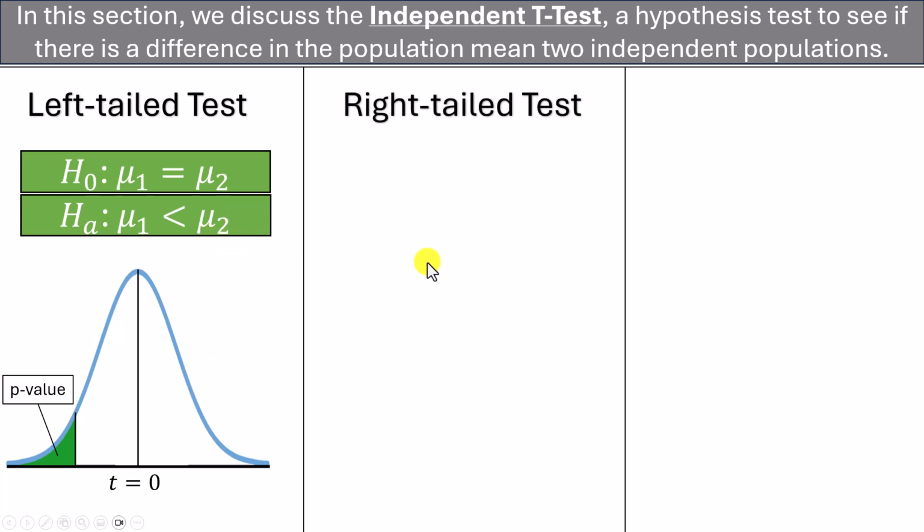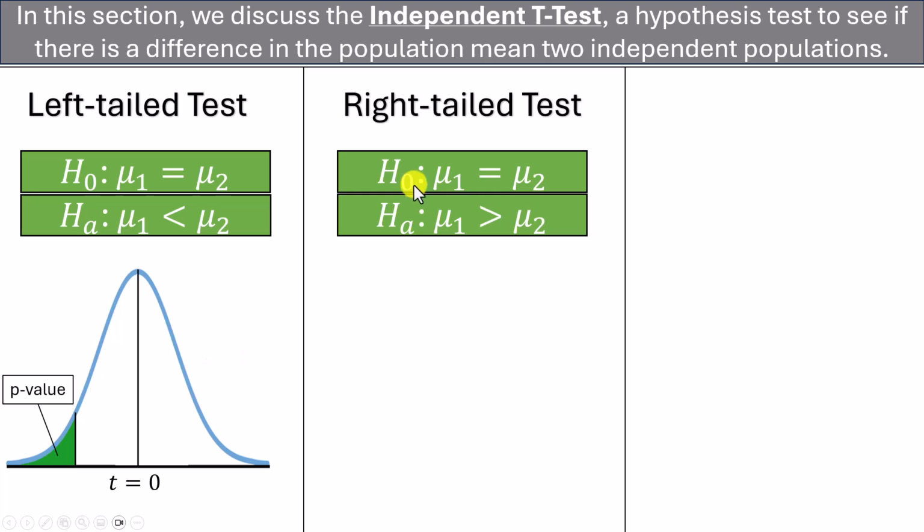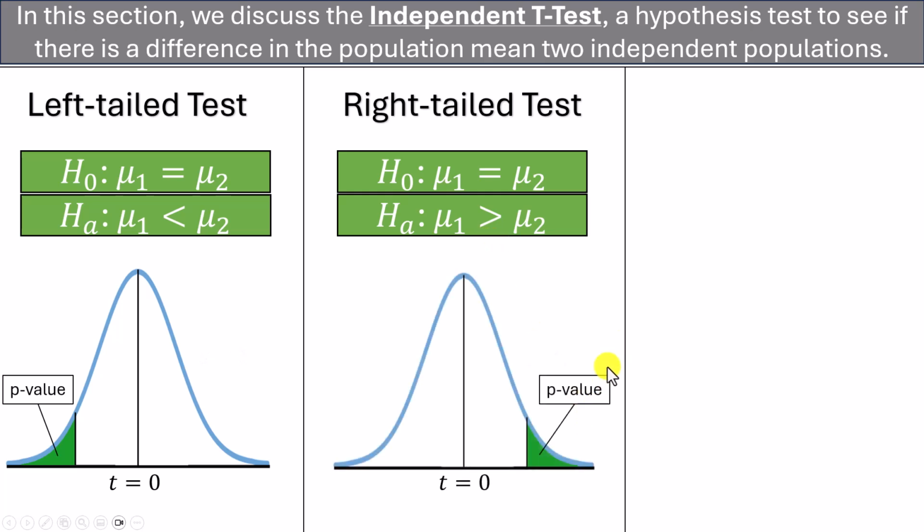For a right tail test, we will have this set of hypotheses. The null hypothesis will be the same, but the alternative will now have a greater than sign, and we'll be finding a p-value in the right tail of the distribution. You should use this setup when you believe the first population mean is larger than the second population mean.